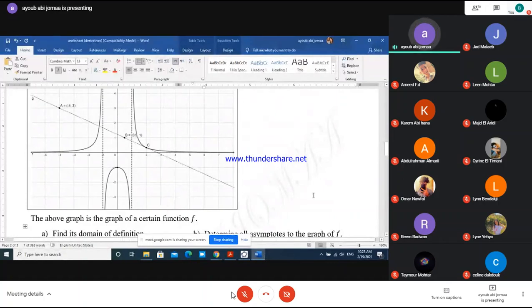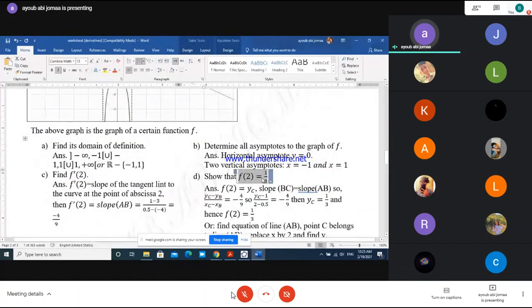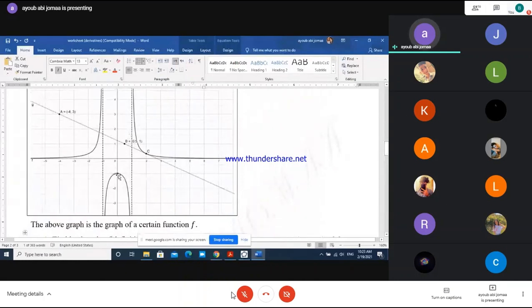So to repeat again. The first information I wrote, f of 2 is equal to 1 over 3. We proved it in part D. And the second information we have, f of 0 equal negative 1, because this point has coordinates 0, negative 1. The y value is negative 1. So f of 0 equal negative 1. Right.